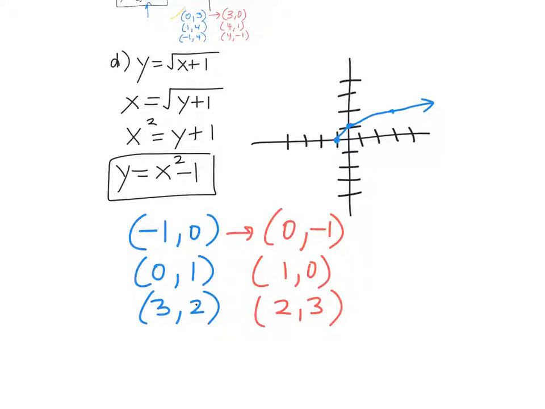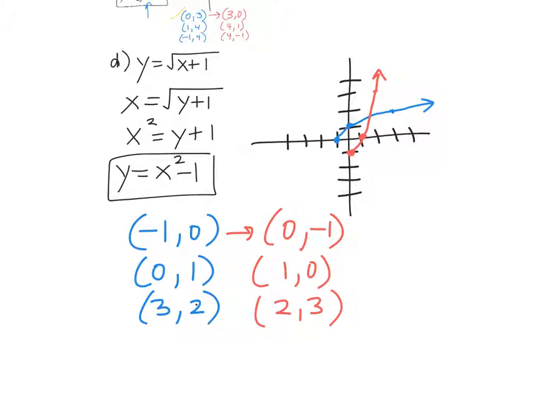It's nice to write them down too so that you see what they are and then you can plot them. So I get 0, -1 right here. 1, 0 is here. And then 2, 3 is up here. Oh, and so I get this.